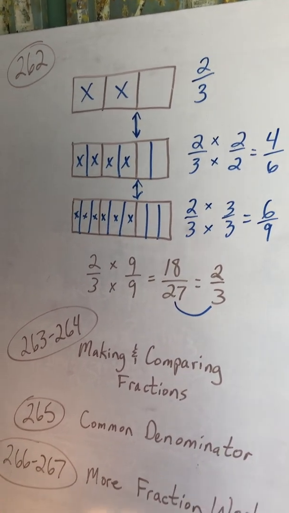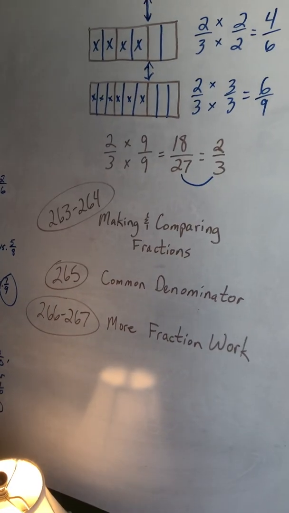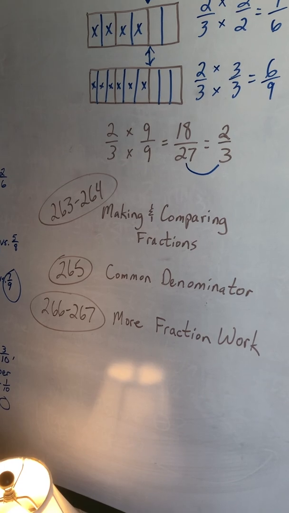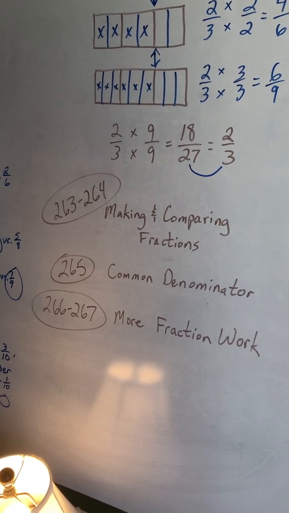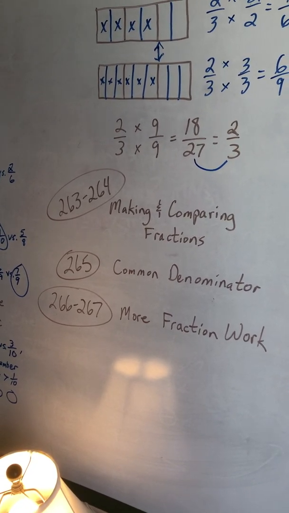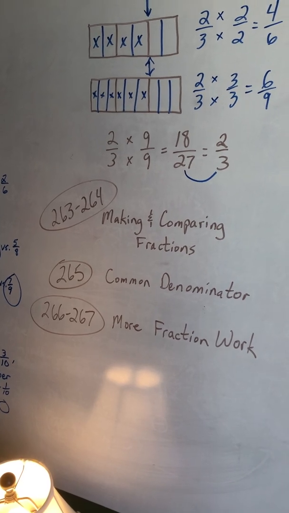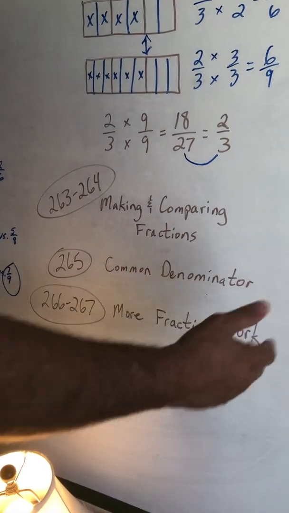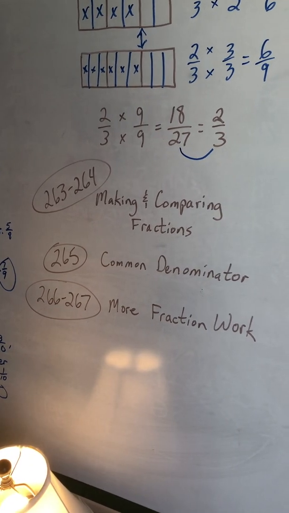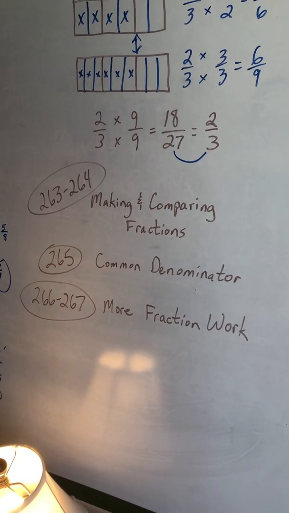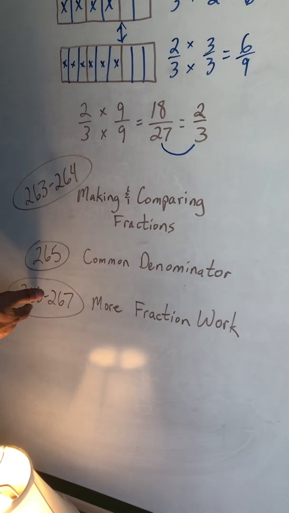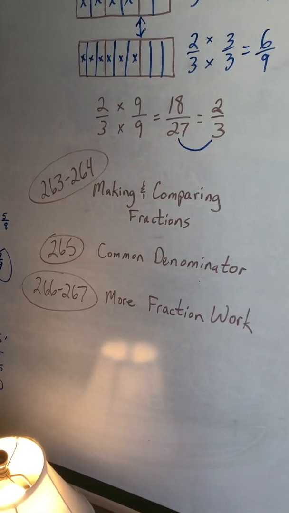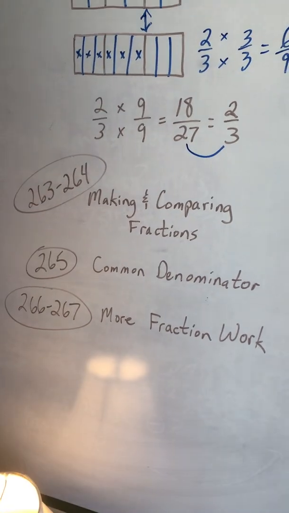All right, so page 263 and 264, it's just making and comparing fractions. From the word problem, you make 2 fractions and then you say which one's bigger, smaller, and so on. 265 is showing common denominator. I showed you several times here, common denominator. 266 and 267 is just more fraction work, kind of the same as what you've been doing.